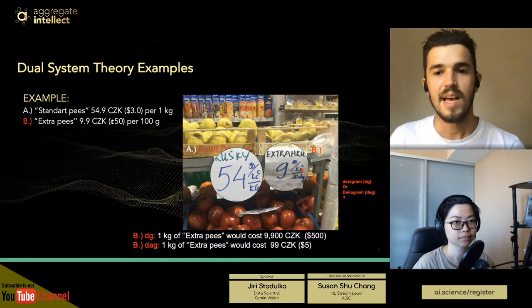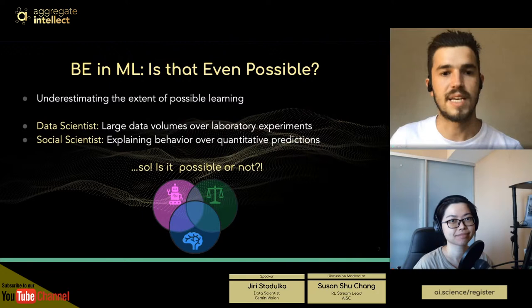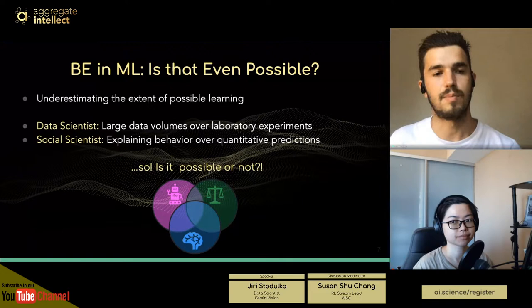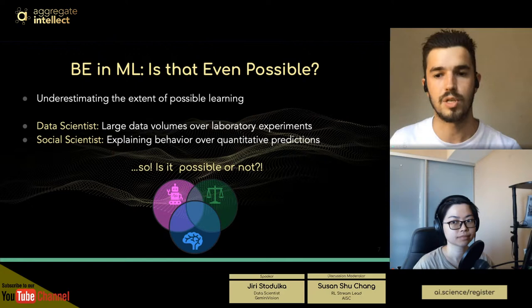Anyway, getting back to the question, is this even possible? The thing is that, as you will see, both social scientists and data scientists underestimate the extent to which such learning is possible.